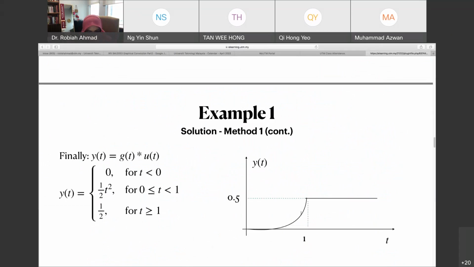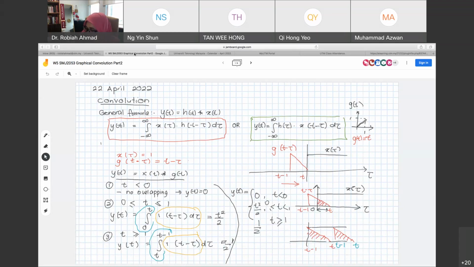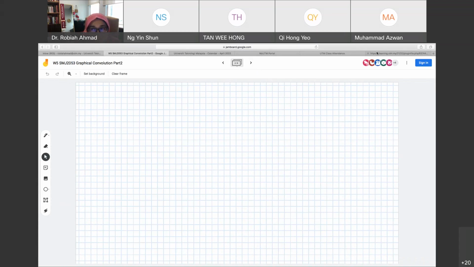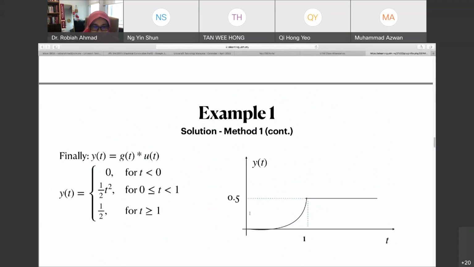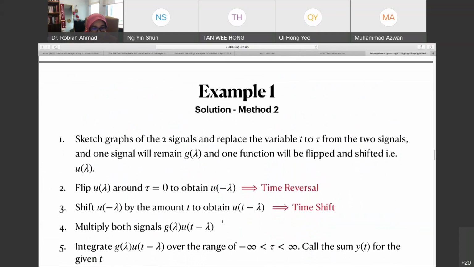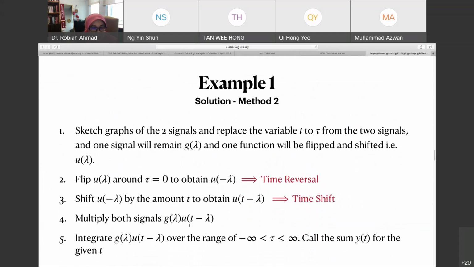Any question? Clear, class? Hello? Clear, doctor. Okay, clear. So the next one will be, what if we look the other way around? The other way around, meaning that now I choose u instead of g. So I choose u, the one to be flipped and shifted.